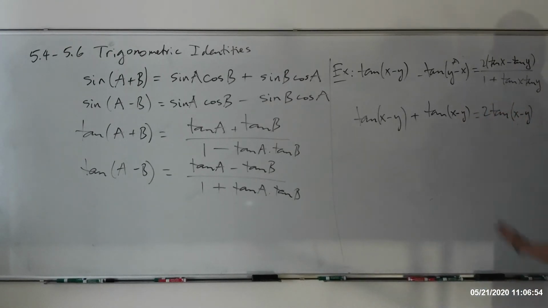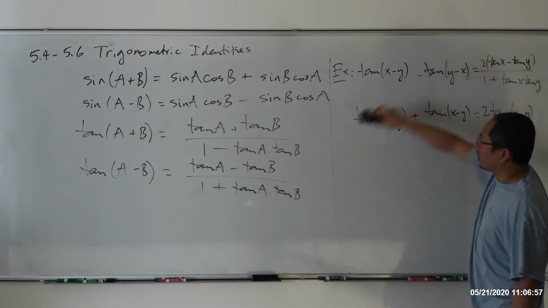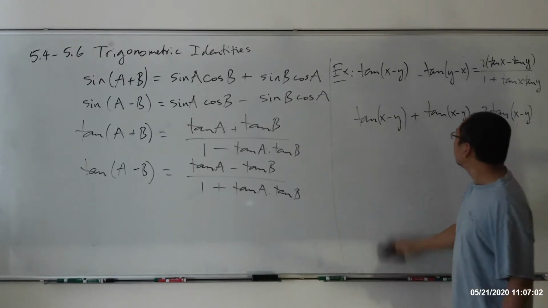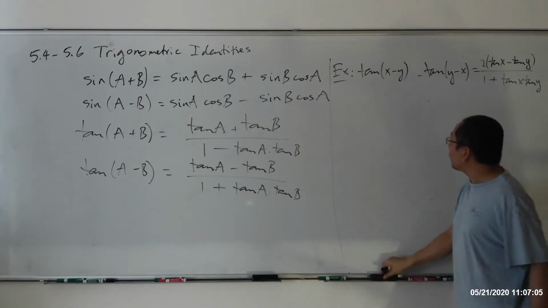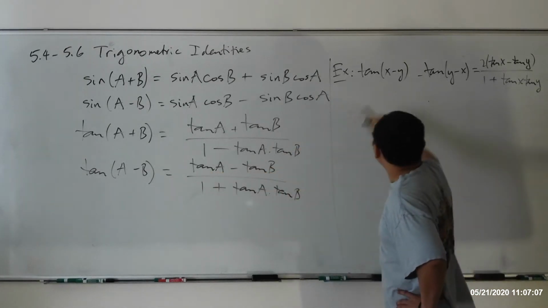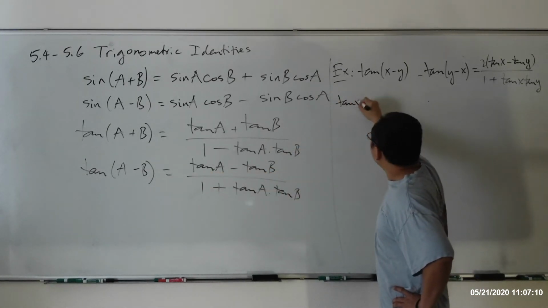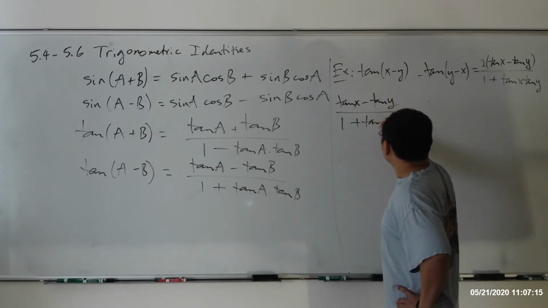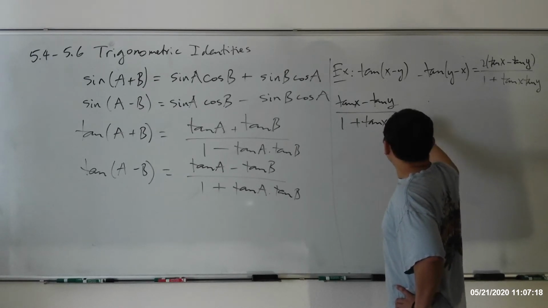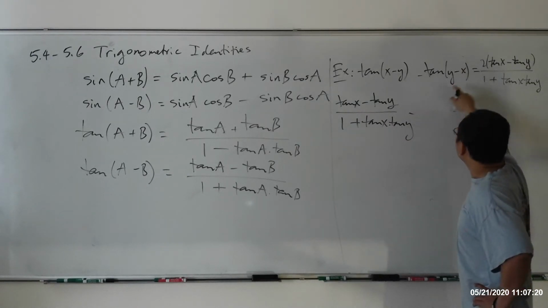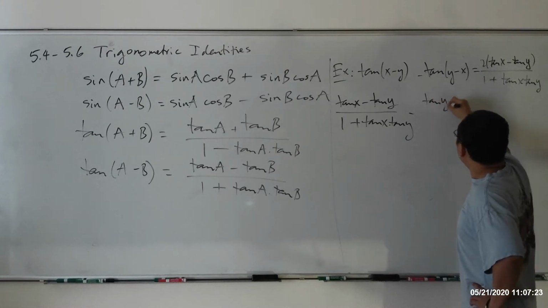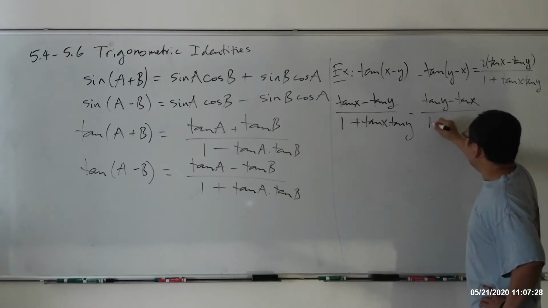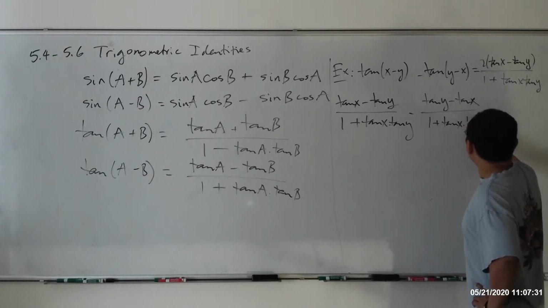Okay? If you don't see it, you can start from the left hand side using the formula for the difference of two angles. You can have the same answer. Let me show you another way. You can start from here. Use a formula. Tangent of x minus y is tangent of x minus tangent of y over 1 plus tangent of x times tangent of y. And subtract tangent of y minus x, which is tangent of y minus tangent of x over 1 plus tangent of x times tangent of y.